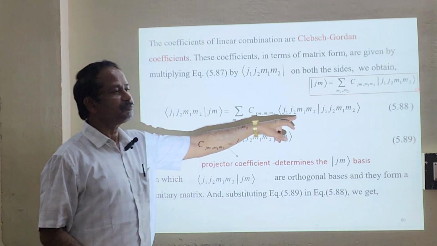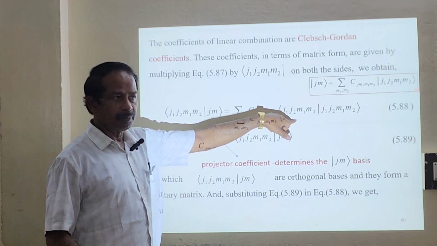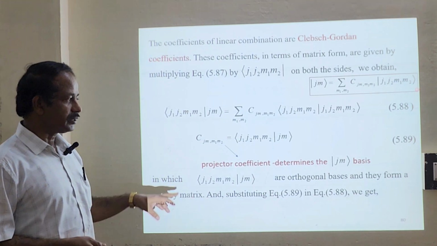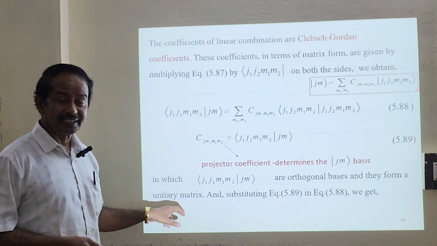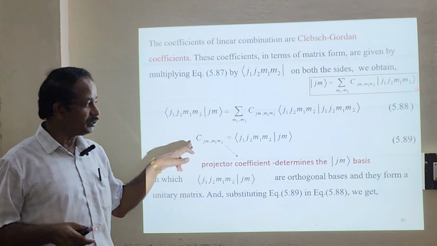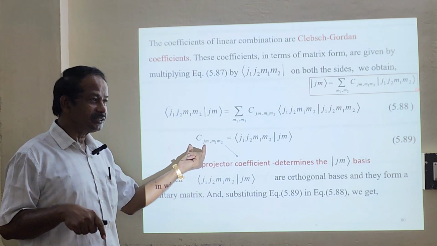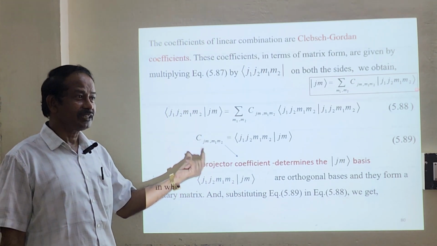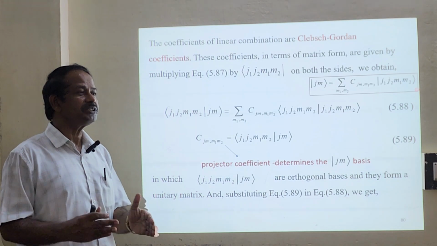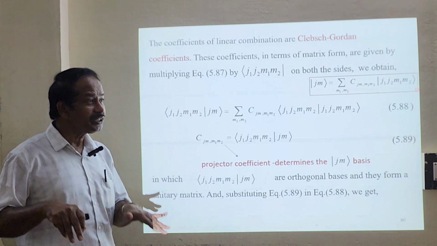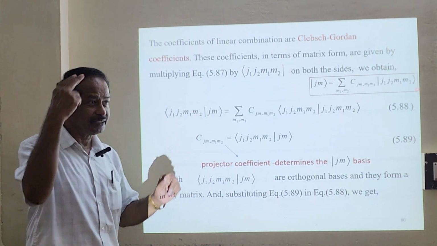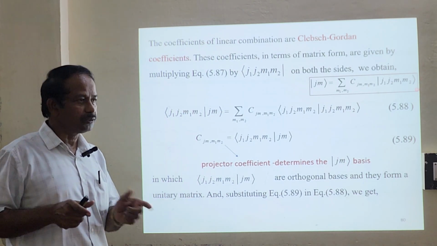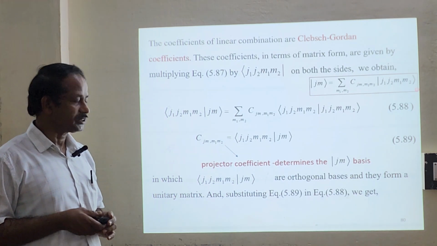So we have transformed from uncoupled to coupled. Okay, so they are all orthogonal bases and they form a unitary matrix. As I said, this one we are going to have in a matrix form. This will be a unitary matrix, which we will see later. So the transformation from uncoupled to coupled will be a unitary transformation. As we have already stated earlier, from one picture to another picture, we will have to go only with the unitary transformation.